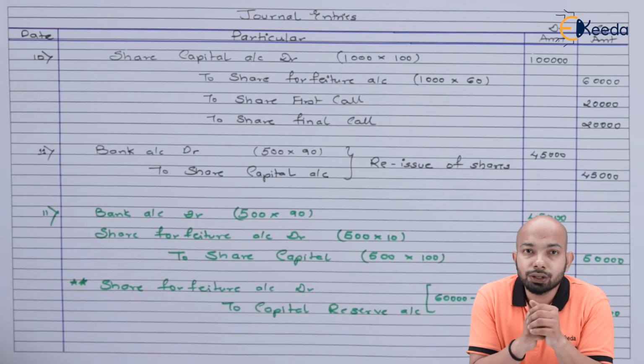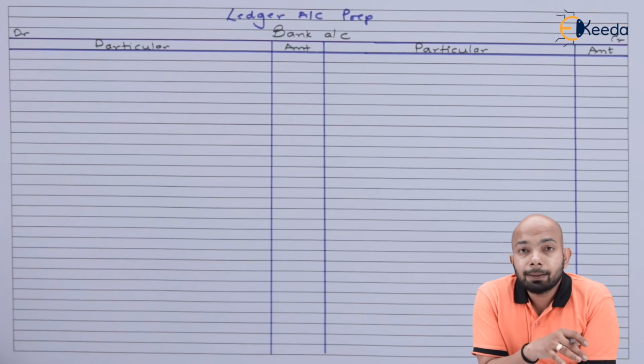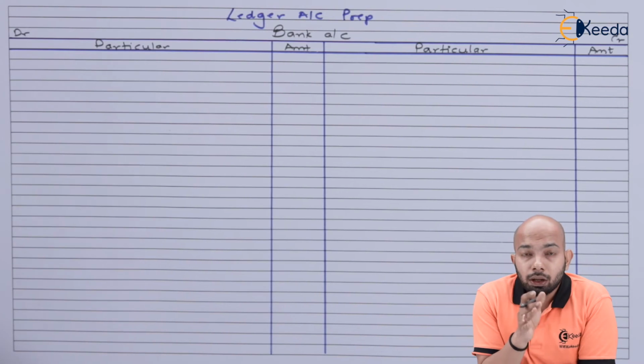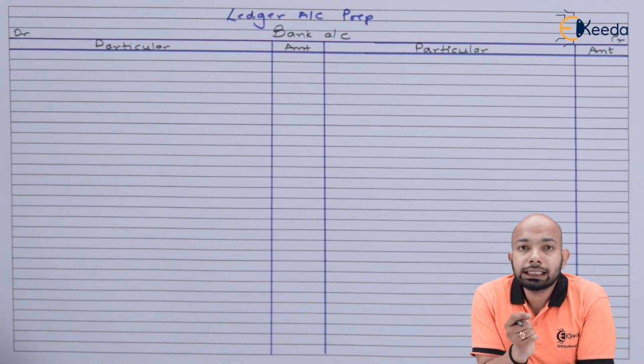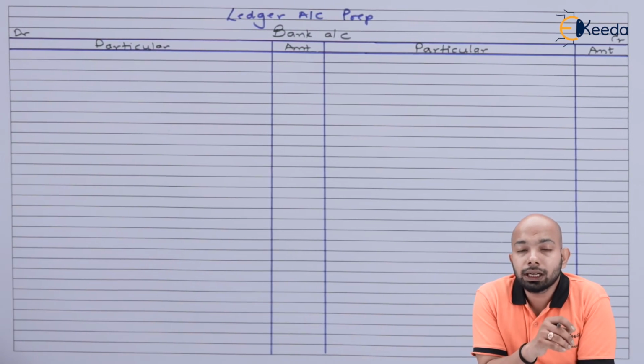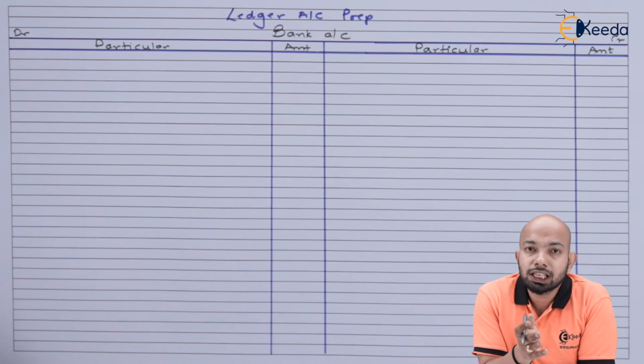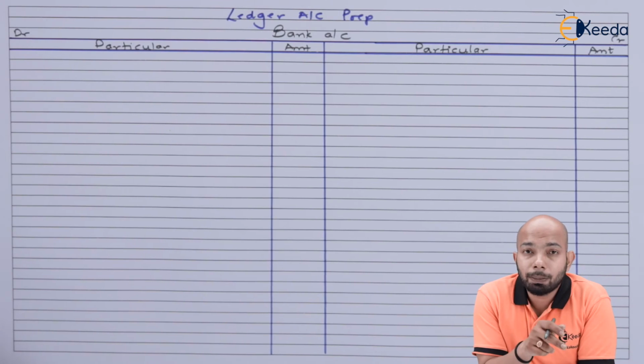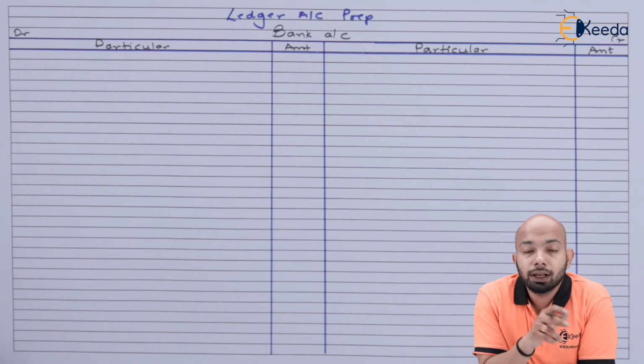That means bank account first. So now that we're preparing the bank account, whatever journal entries we have discussed right now, wherever the bank account has been debited or credited, we have to take that entry into consideration. The first entry was receipt of application. That means bank account to share application. So on the debit side of the bank account, we'll have share application. Let's mention that.